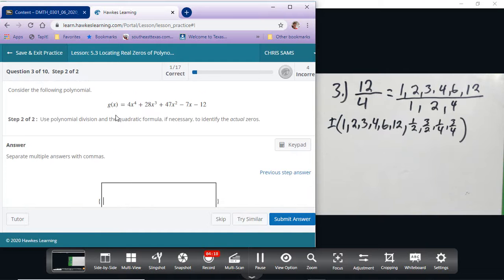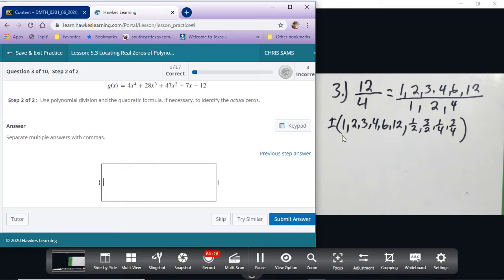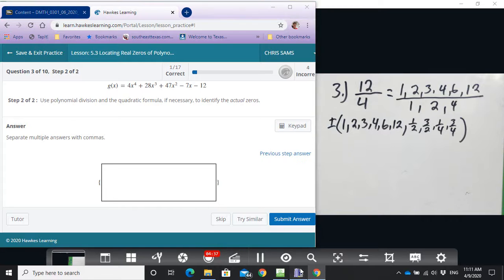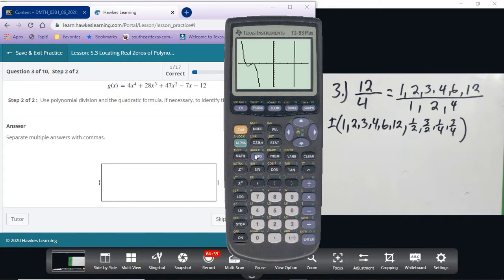Alright, so now part 2, we want to use polynomial division and quadratic formula if necessary to identify actual zeros. Alright, so you got a pretty big list, and it's going to take all day to guess and check and try to figure out whether this number is positive or negative. So I recommend graphing it.